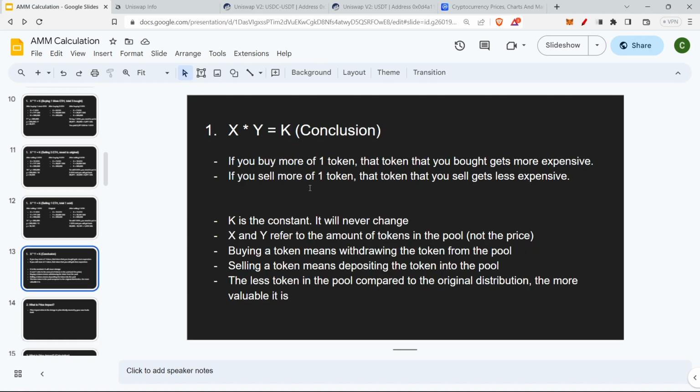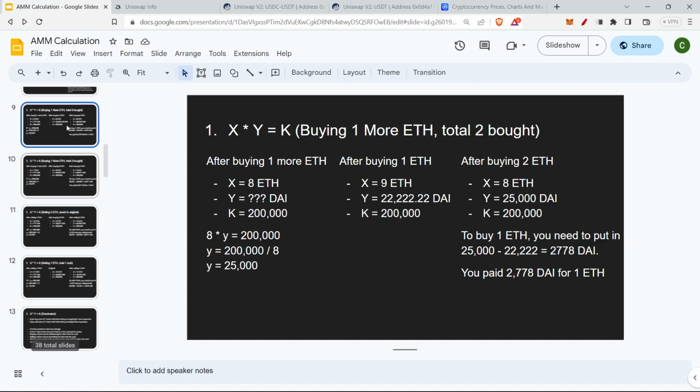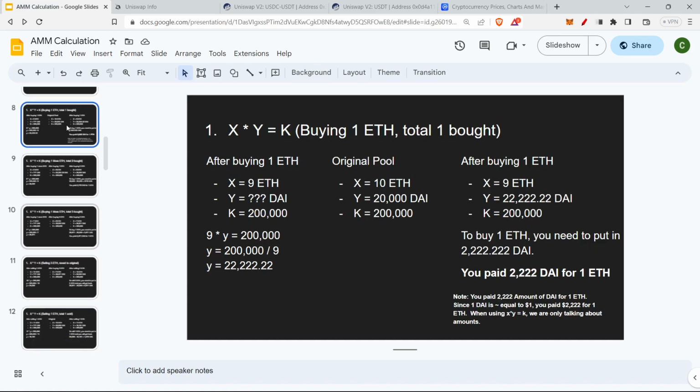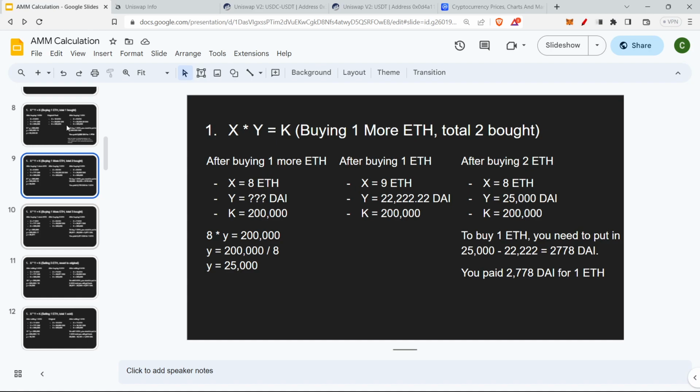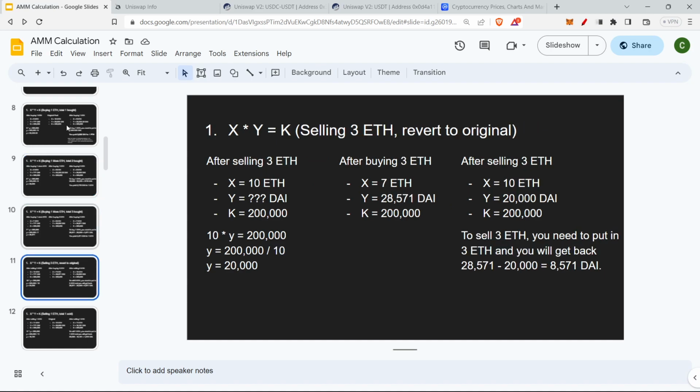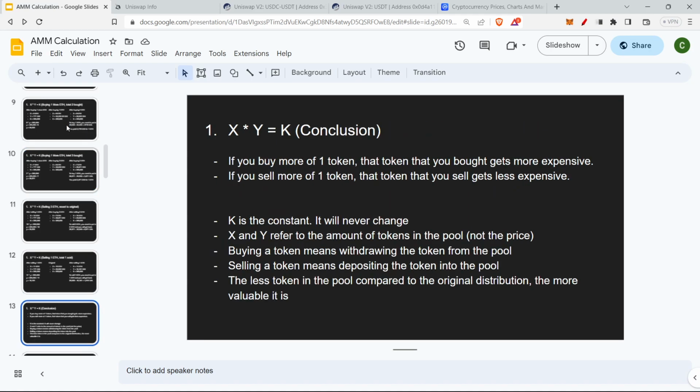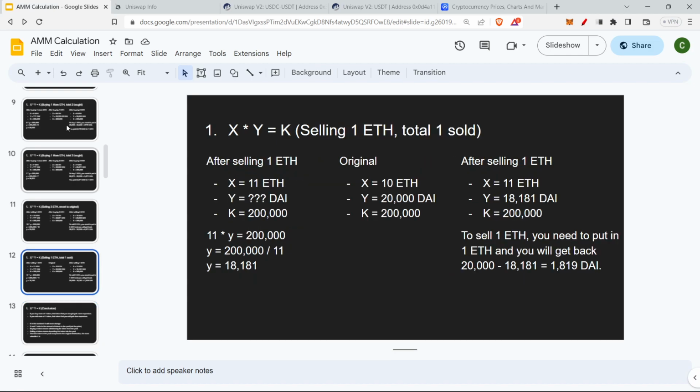What's the conclusion of this x times y equals k? If you buy more of one token, that token you bought gets more expensive. You can see from here. Firstly, one ETH was 2.2k, then it became 2.7k, then it became 3.5k. And if you sell more of one token, that token that you sell gets less expensive. So originally, one ETH was worth $2,000. And then when you sold one ETH, you only got back $1,800.